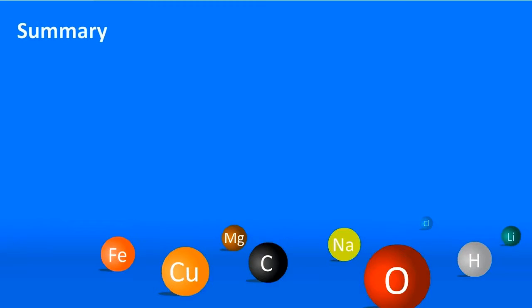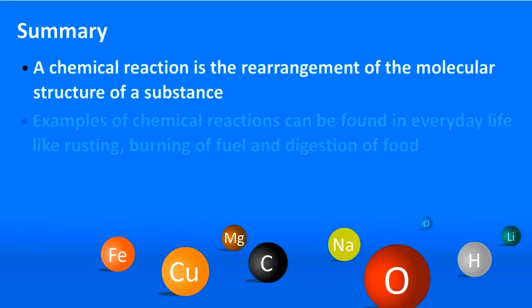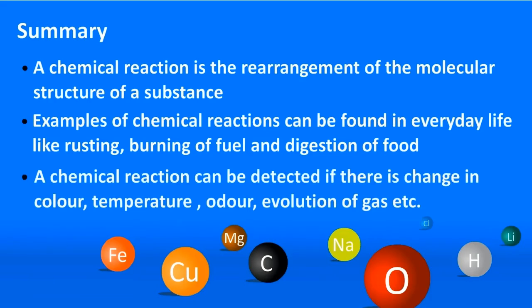Let us quickly recap what we have learned. A chemical reaction is the rearrangement of the molecular structure of a substance. Examples of chemical reaction can be found in everyday life like rusting, burning of fuel, and digestion of food. A chemical reaction can be detected if there is a change in color, temperature, odor, evolution of gas, etc.